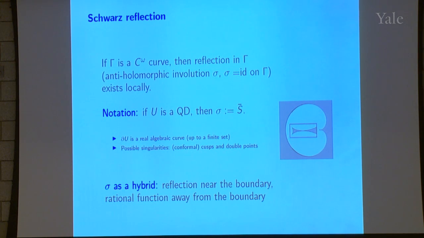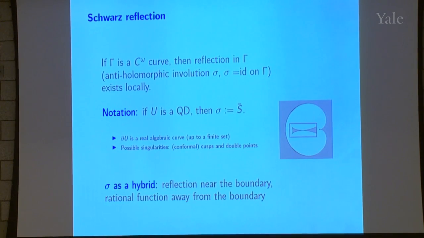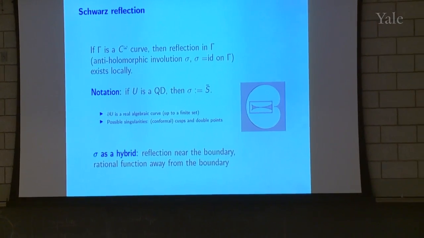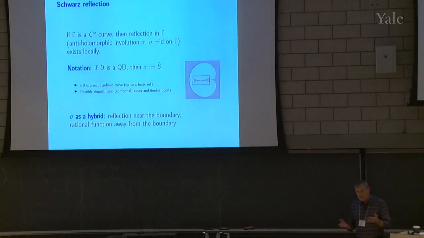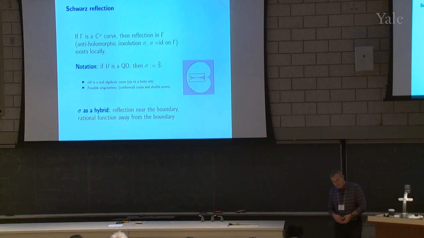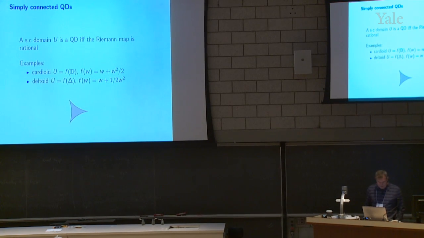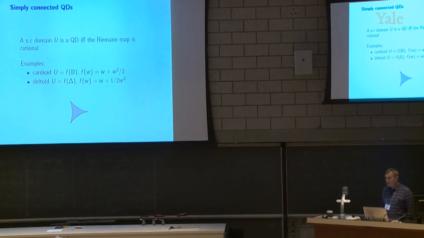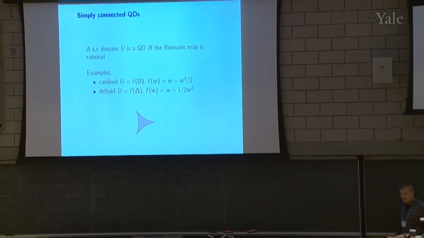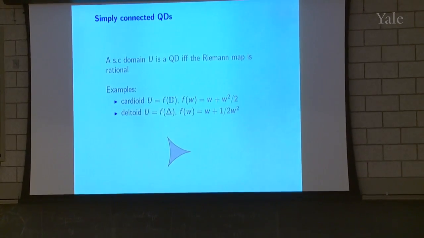Now the main message is about the Schwarz reflection. I use the letter sigma for the Schwarz reflection. So sigma is a hybrid: it's a reflection near the boundary of the domain, and it behaves like a rational function away from the boundary. Hybrid is like Cabernet Sauvignon, which is a hybrid of Cabernet and Sauvignon. The easiest case to understand quadrature domains is the case of simply connected domains. Then we have a Riemann map, and a simply connected domain is a quadrature domain if and only if the Riemann map is a rational function.